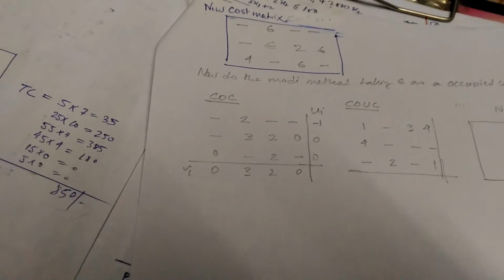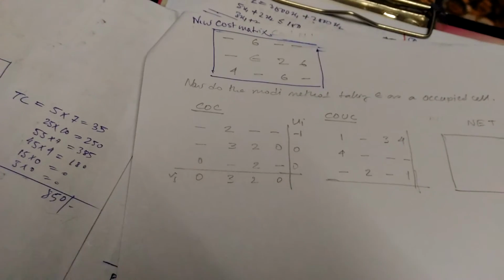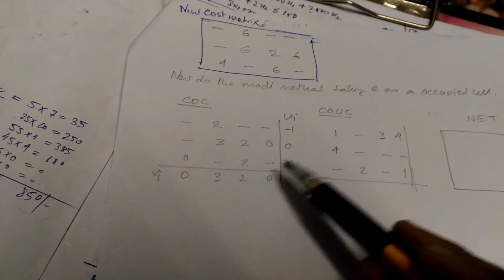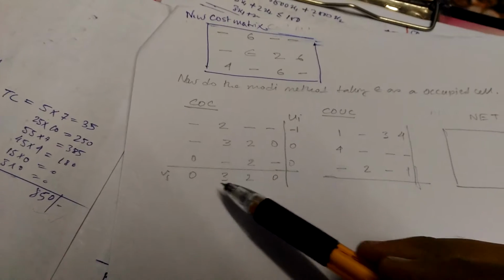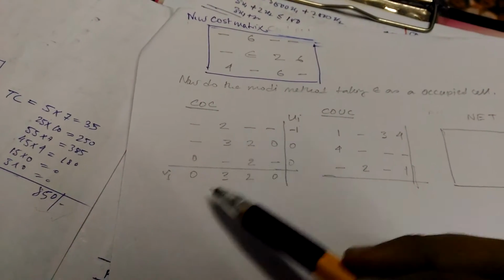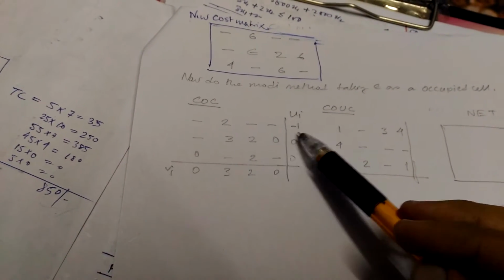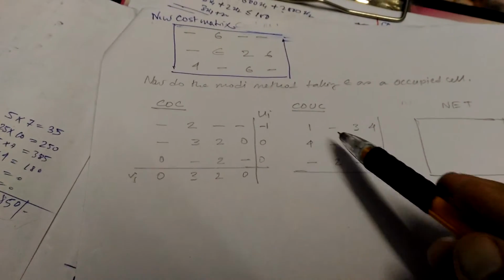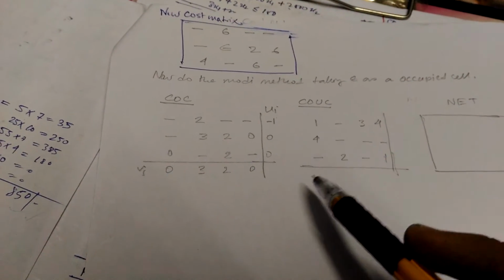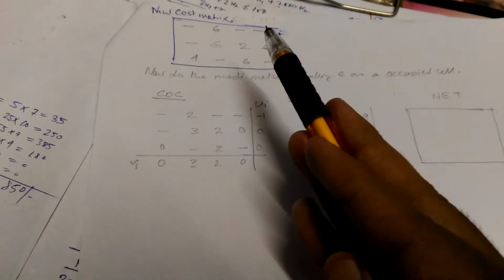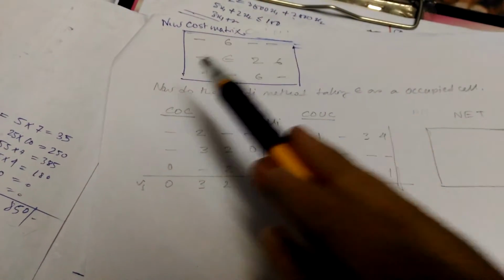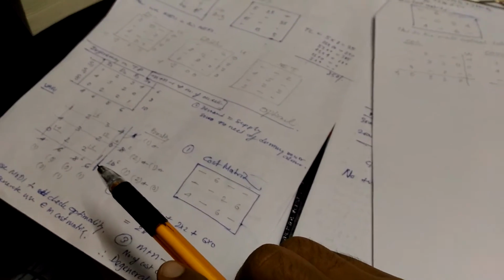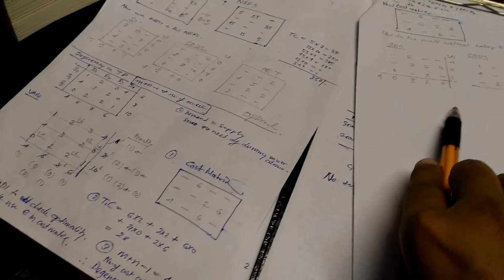So values of vj and ui will be calculated in such a way that 2 plus 0 equals 2, 2 plus 0 equals 2, then 3 plus minus 1 equals 2. So this value should be an additive of these two. Now in case of unoccupied cells, simply directly write vj and ui values here, and the values of unoccupied cells, like dash dash dash, from here you have to write it in the unoccupied cell.